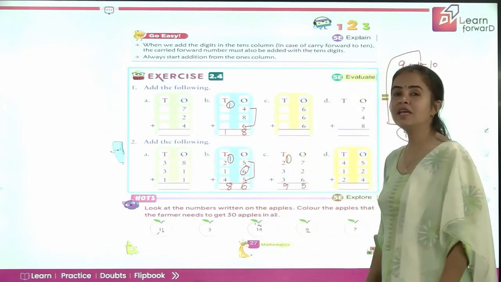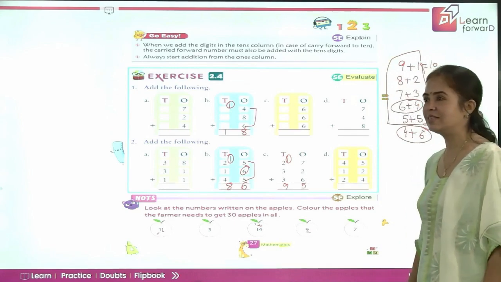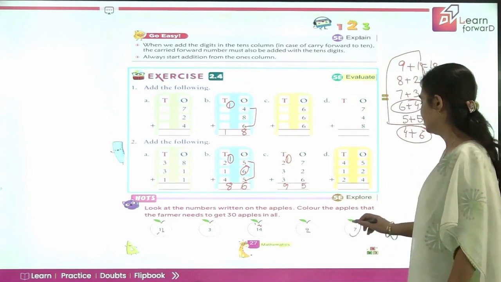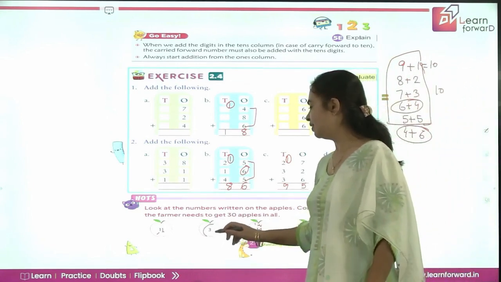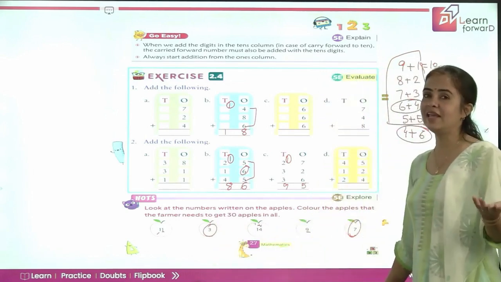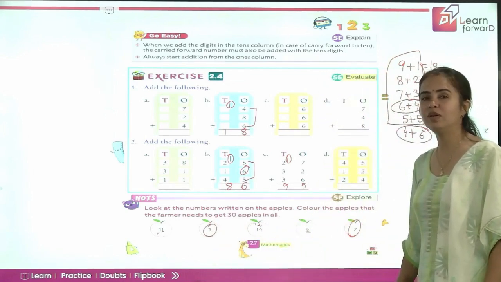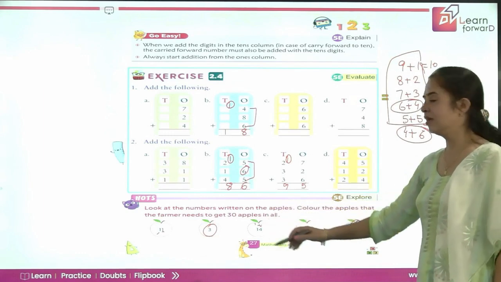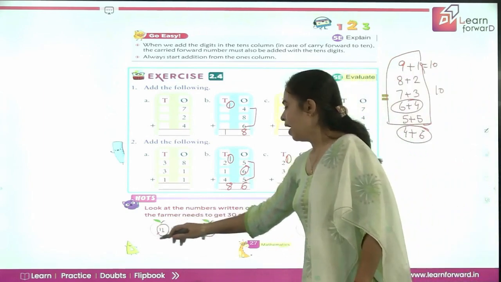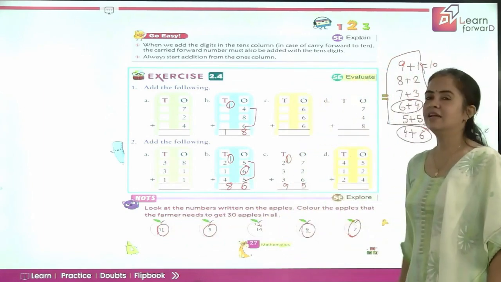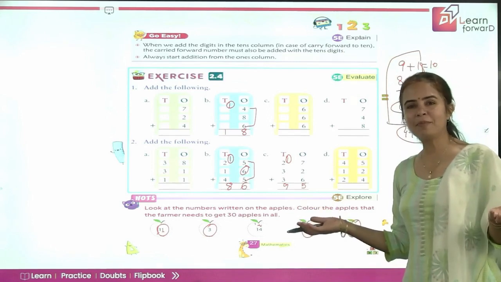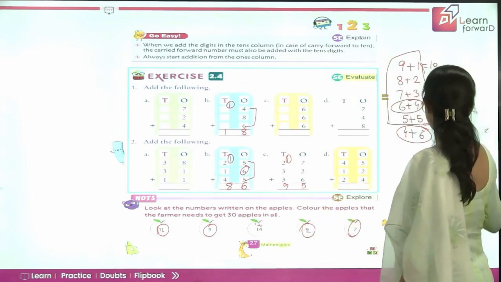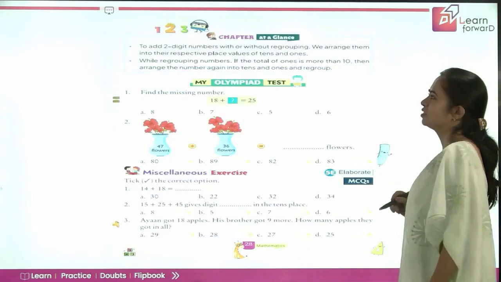And do you see any more pair of big friends here? Perfect. This is 7 and this is 3. Again, a pair of big friends will give you 10. So this 10 and this 20 will give you 30 apples. That was fun. Enjoyed? That's great.